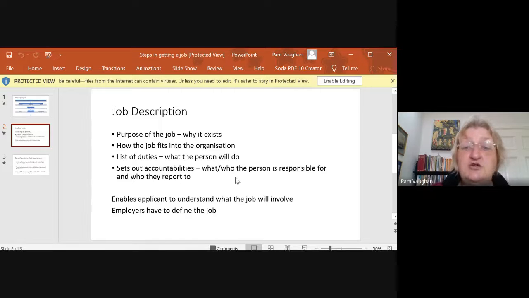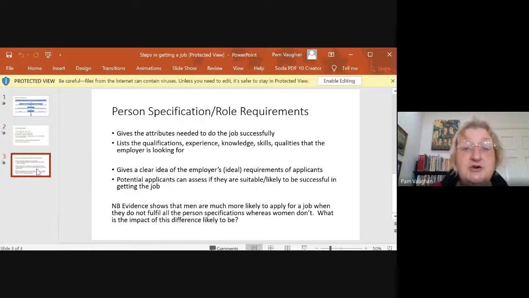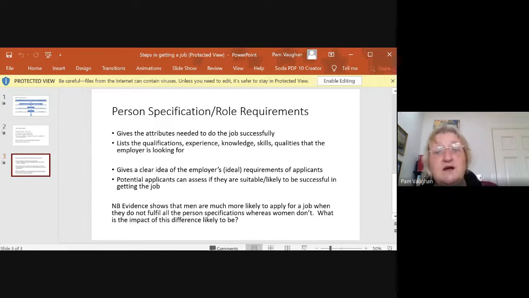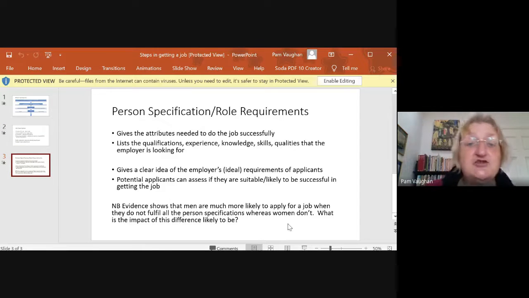So it's a good indication that the employer knows what the role involves. A job description is all about the job. The person specification, or the role requirements, is all about the actual person to do the job. So what do you need to have as a person to do the job successfully?